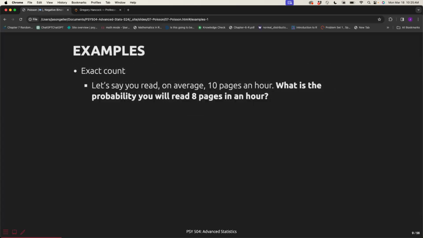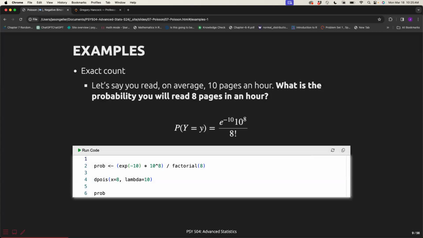The other thing we can use the Poisson distribution for is to get the probability of exact counts. So I have this example here. On average, you read 10 pages an hour. What's the probability you're going to read 8 pages in an hour? We just have to plug in those numbers to that equation. So we have lambda, which is 10, and then we have y, which is 8, and we just plug those into the equation here.